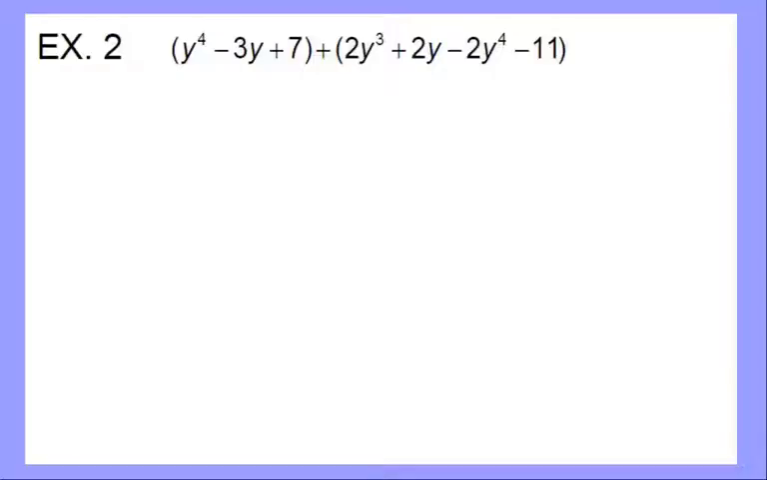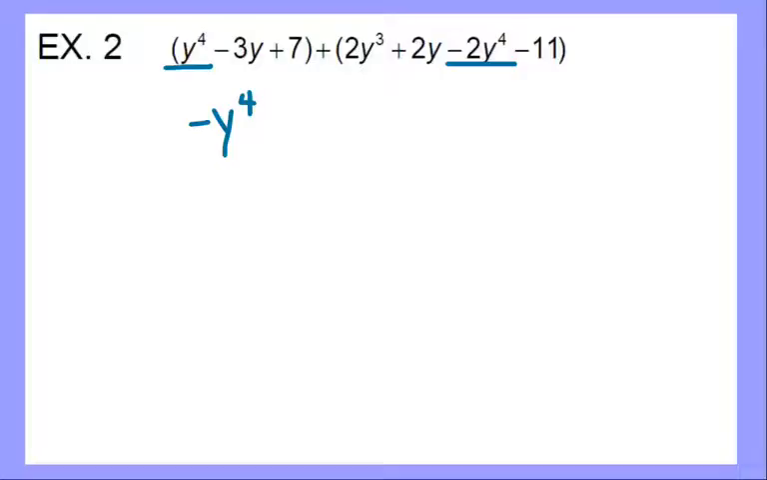Okay, next up on example 2, we're still going to add. We have a trinomial being added to a polynomial. So again, I'm going to start with the highest degree and then work my way down. So I have y to the 4th and a negative 2y to the fourth. So 1 minus 2 will be negative 1y to the fourth.